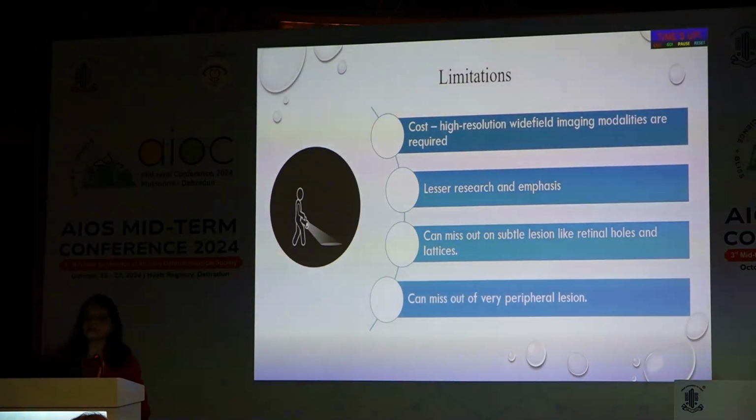Then various limitations are there with these AI systems. The cost, high resolution, wide field imaging modalities are required. Lesser research and emphasis has been made. It can miss out on subtle lesions like retinal holes and lattices in the periphery, and we can miss the peripheral lesions.